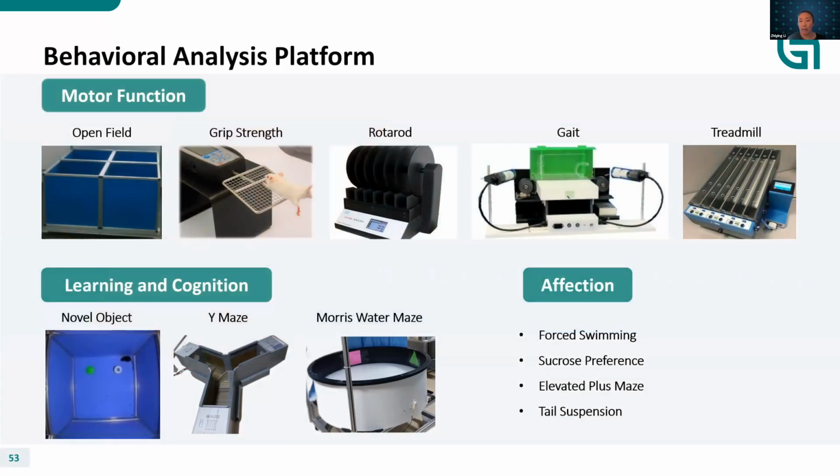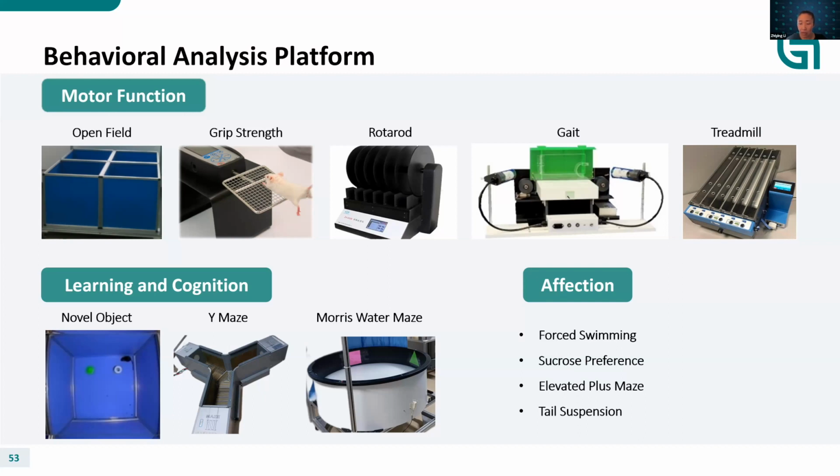So here, as I have shown you results from the several behavioral testing platforms that we have, we can do open field, grip strength, rotor rod, gait, treadmill, which I didn't show here. We can also do novel objects, Y maze, as well as Morris water maze. In addition to those, we also do forced swimming, sucrose preference, elevated plus maze, as well as tail suspension.